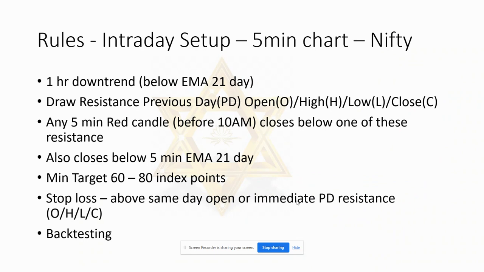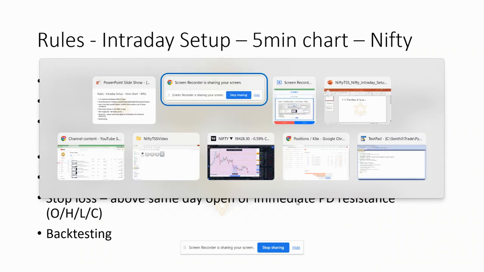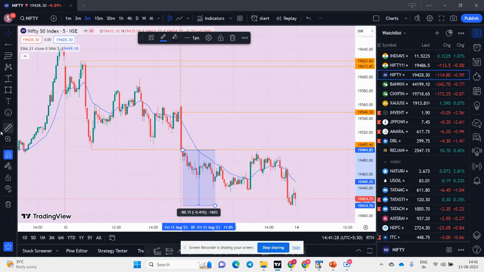The first point that we have is the 1 hour trend. We are looking for a 1 hour downtrend. How do I identify that? That's a very good point. How do you identify a downtrend in the Nifty market? Basically, what we're looking for is that the market should be below the exponential moving average 21 day. So that is the first rule we are talking about. Let's see how it looks in the chart.